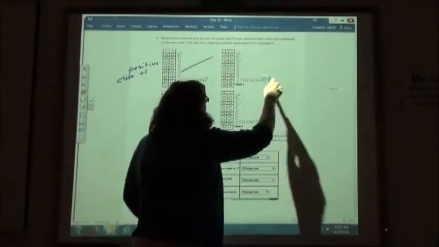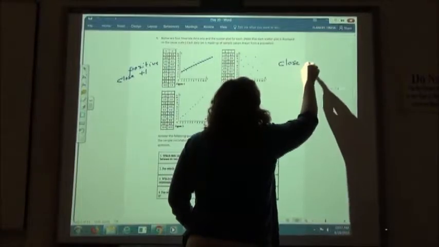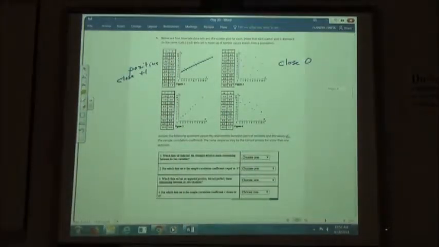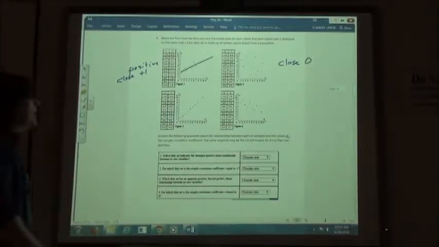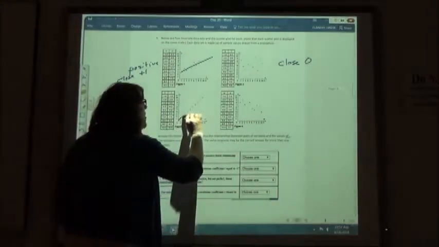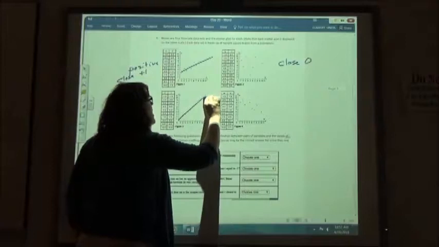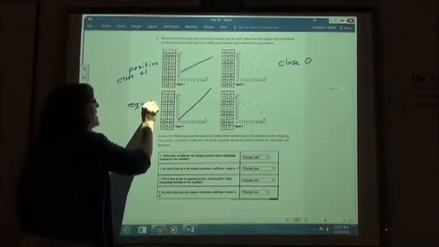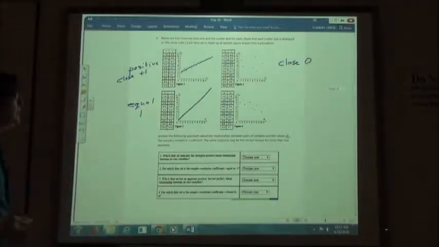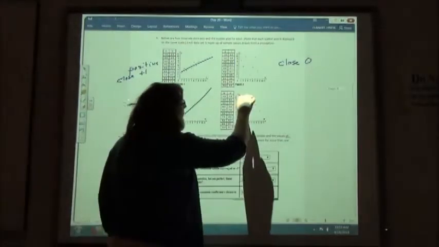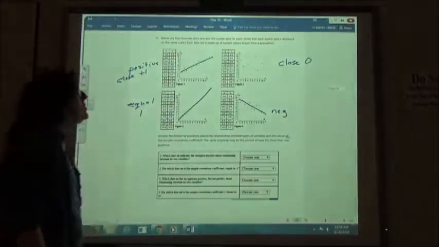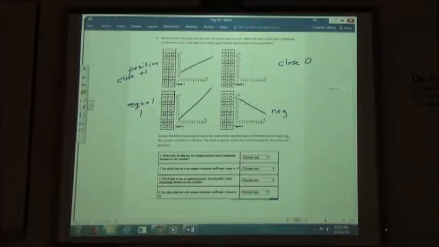This one here, it's going to be close to 0, because all my dots are scattered all over the place. There's nowhere I can draw my straight line. Here we go. This one, notice all my dots are exactly straight in a row and it's going positive. This one is exactly equal to 1. And on figure 4, here we have a negative slope. It's not really close to -1, but it is a negative slope.